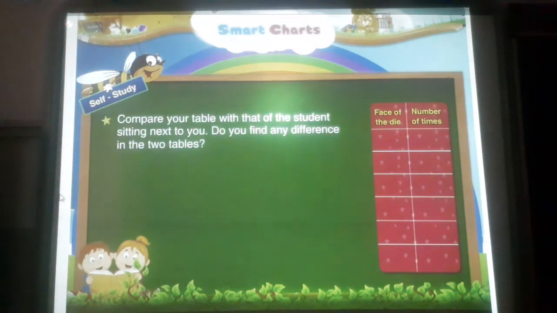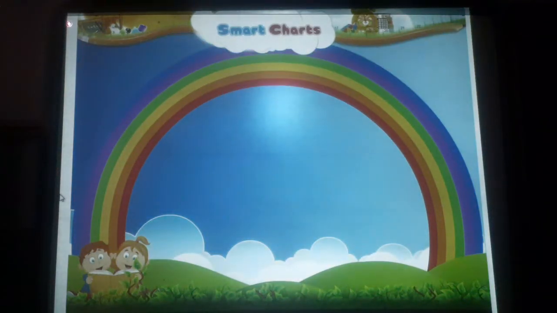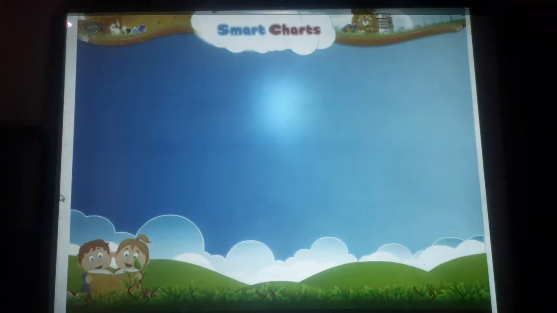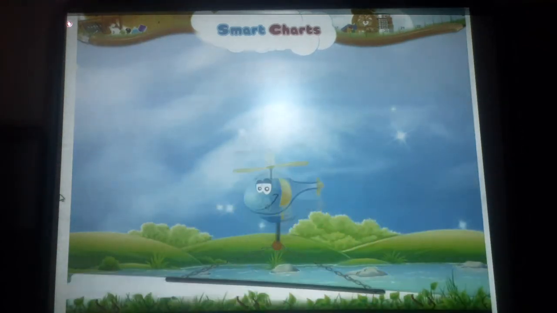Self-study. Compare your table with that of the students sitting next to you. Did you find any difference in the two tables? Find out from people around you.